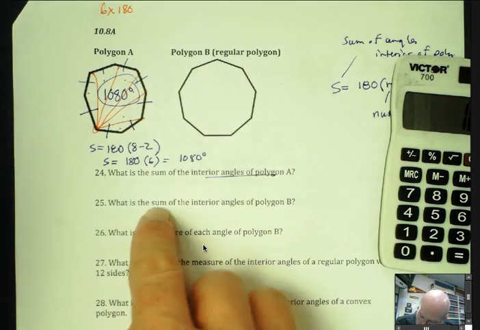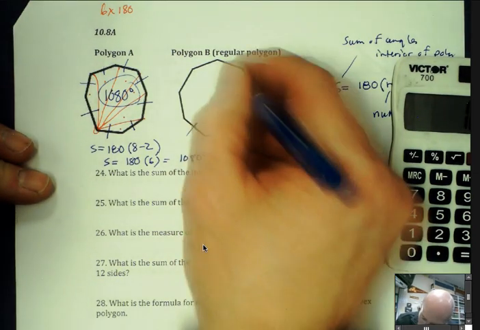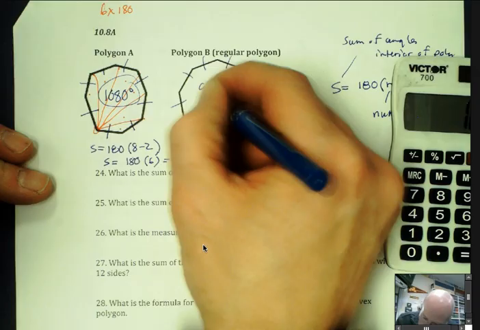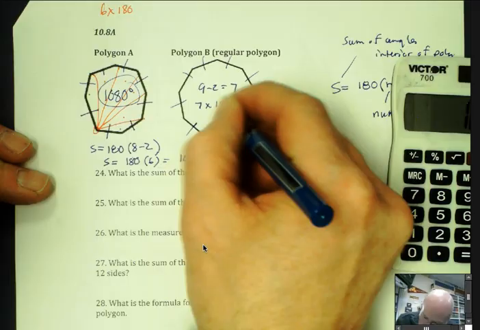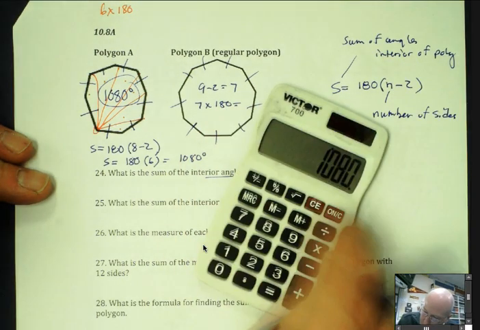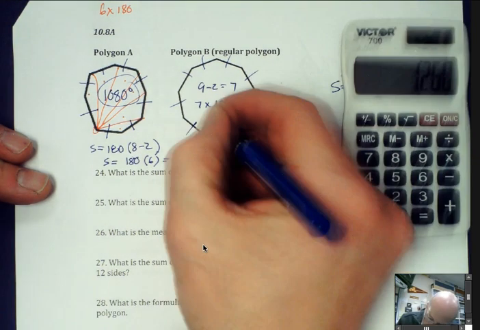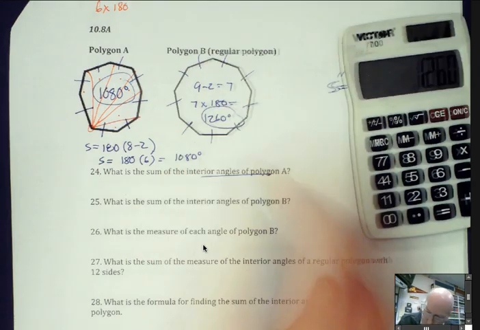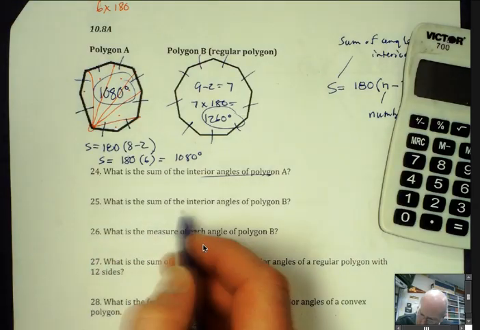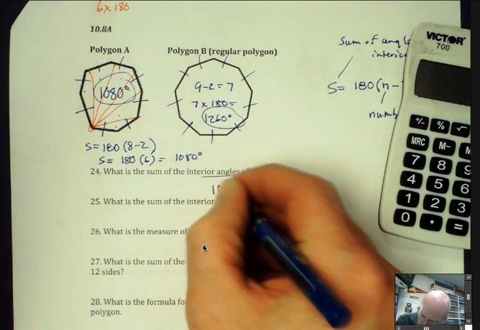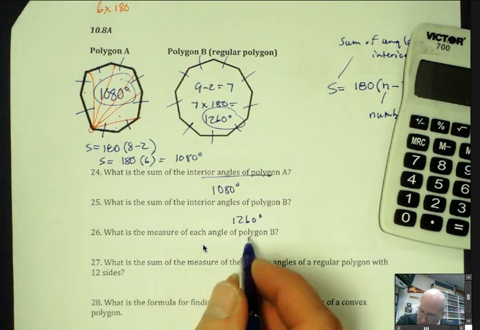All right, on this one here, what is the sum of the interior angles of polygon B? I'll do this one a little faster. 1, 2, 3, 4, 5, 6, 7, 8, 9. So I got 9 minus 2 is 7. So I'm going to take 7 times that 180. 7 times 180 degrees is equal to 1260. So the total sum of the interior degrees of this one is 1260. I'll put these in. 1080 degrees. This is 1260.